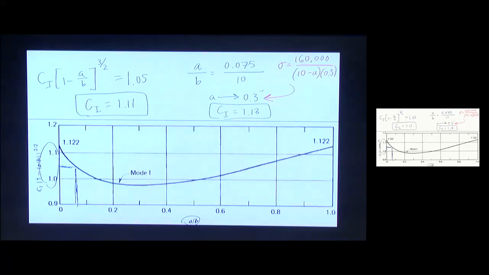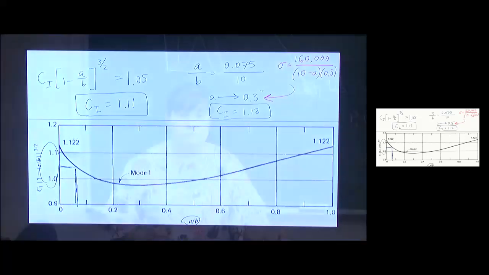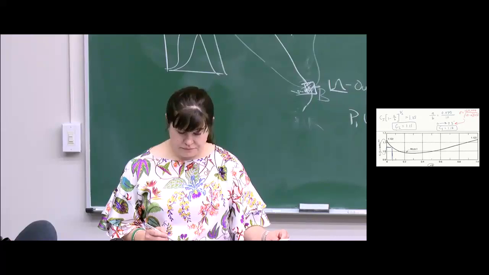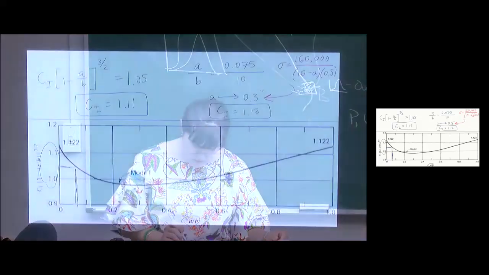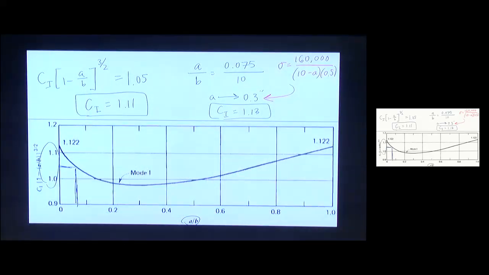Question? The C1. Yeah. I got the 1.11. Yeah, so I did it for the initial crack length, which was like 0.075. So it's right here on the x-axis. And so that would be about 1.05. So we equate that to what it says for the y-axis. So there's this expression that's a function of C1, and then we equate it to that. That's how we get C1.